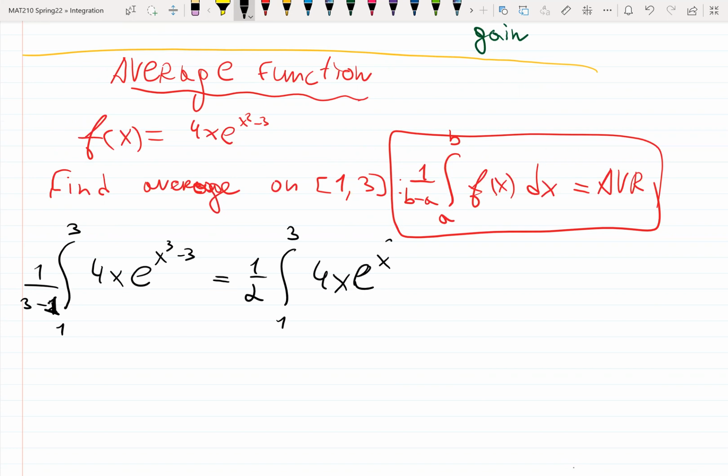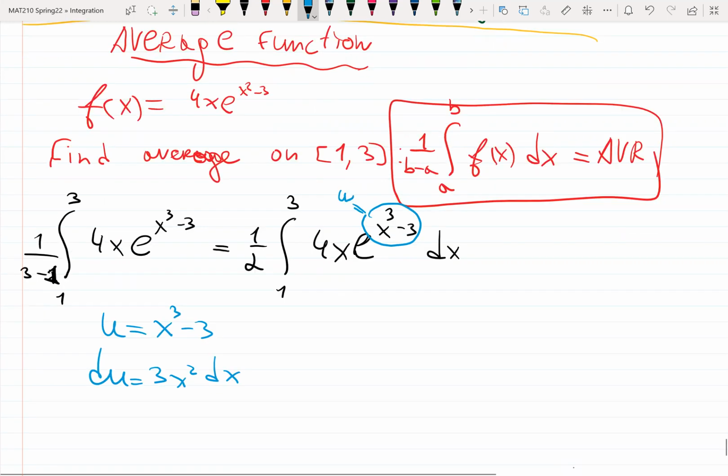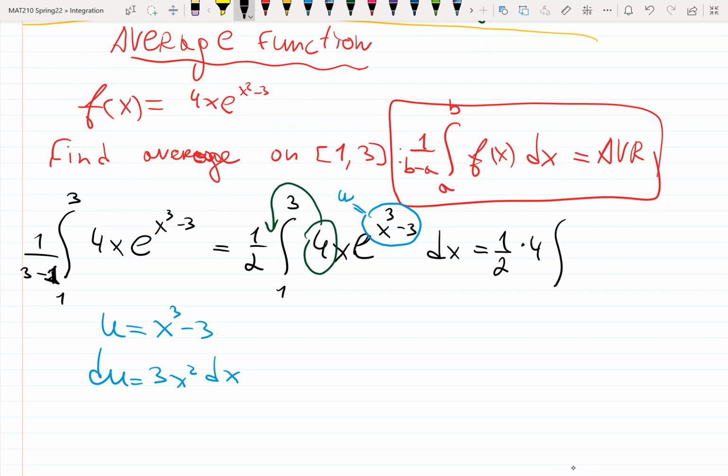This should be done using u substitution. Choose the exponent to be u. Let u be x cubed minus 3. Then du is 3x squared dx. Now look at my way again. I will explain it again. Kick out this 4, move it outside. So you will have 1/2 times 4 integral. Now you just need to find x dx.